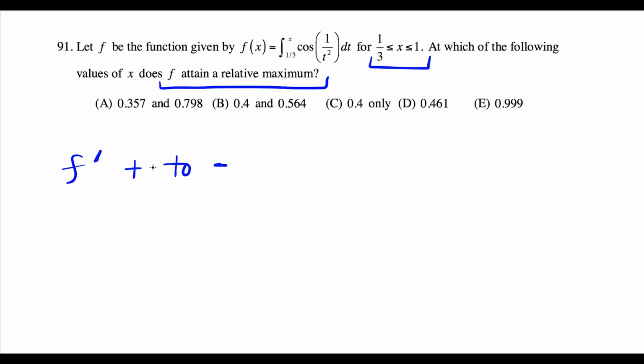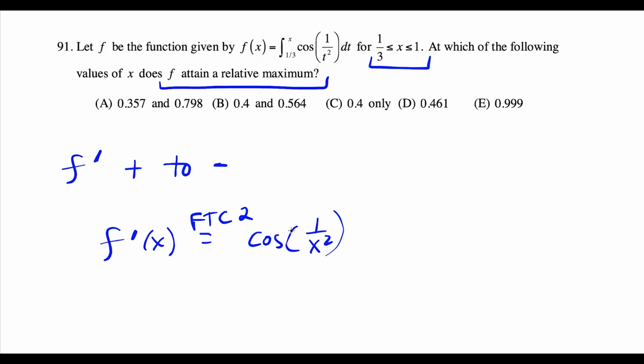Where does f prime change from positive to negative? So first up, we have to know how do we find f prime of x. And f prime of x, if we take the derivative of both sides, we're using FTC part 2. So this is by FTC, the fundamental theorem of calculus part 2. Since we have a constant up to x, the derivative and the integral are going to cancel, giving us cosine of, and we just replace t with x, and we have 1 over x squared.